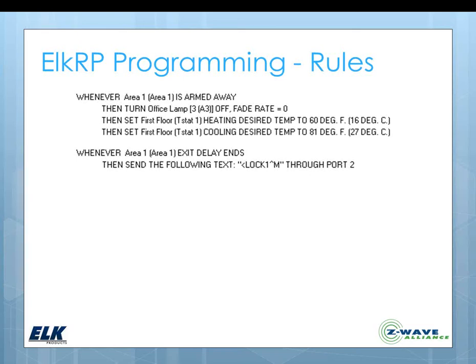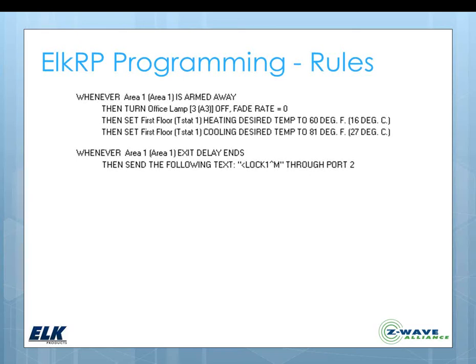So instead of adding that to our armed rule, what you see here on this second rule is that the lock command is being issued when the exit delay expires. So we've armed the system, we've given the user time to open that door and get out, and then once that exit delay expires and the system is in its fully armed state, the door will automatically lock.